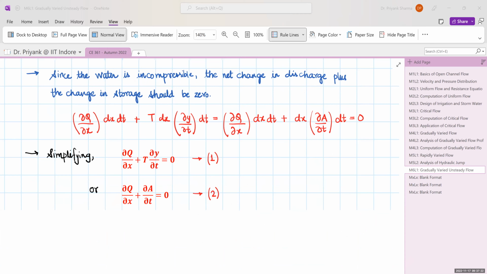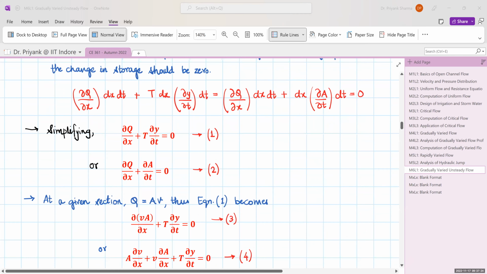So let us simplify this equation. On simplifying, the dx and dt terms cancel out, so you are left with del Q by del x plus T del y by del t, and this form is represented as del Q by del x plus del A by del t, which is equal to 0.